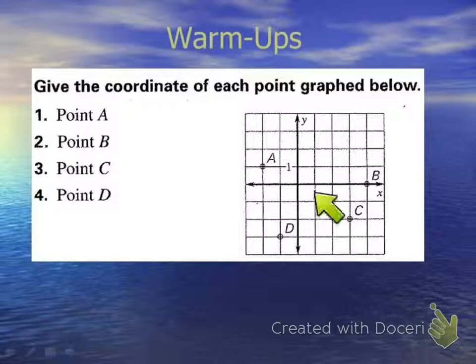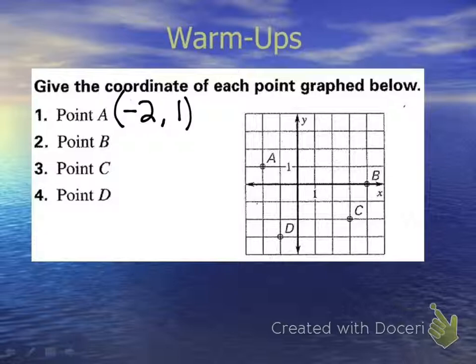When you are graphing these, you go left or right first. If you go left, it's a negative. If you go right, it's a positive. Then you go up or down. If you go up, then the second number is positive. If you go down, the second number is negative. So we went left first, 2, so that's a -2. And then we went up 1. What needs to go around those two numbers? Parentheses. Make sure you have the parentheses.